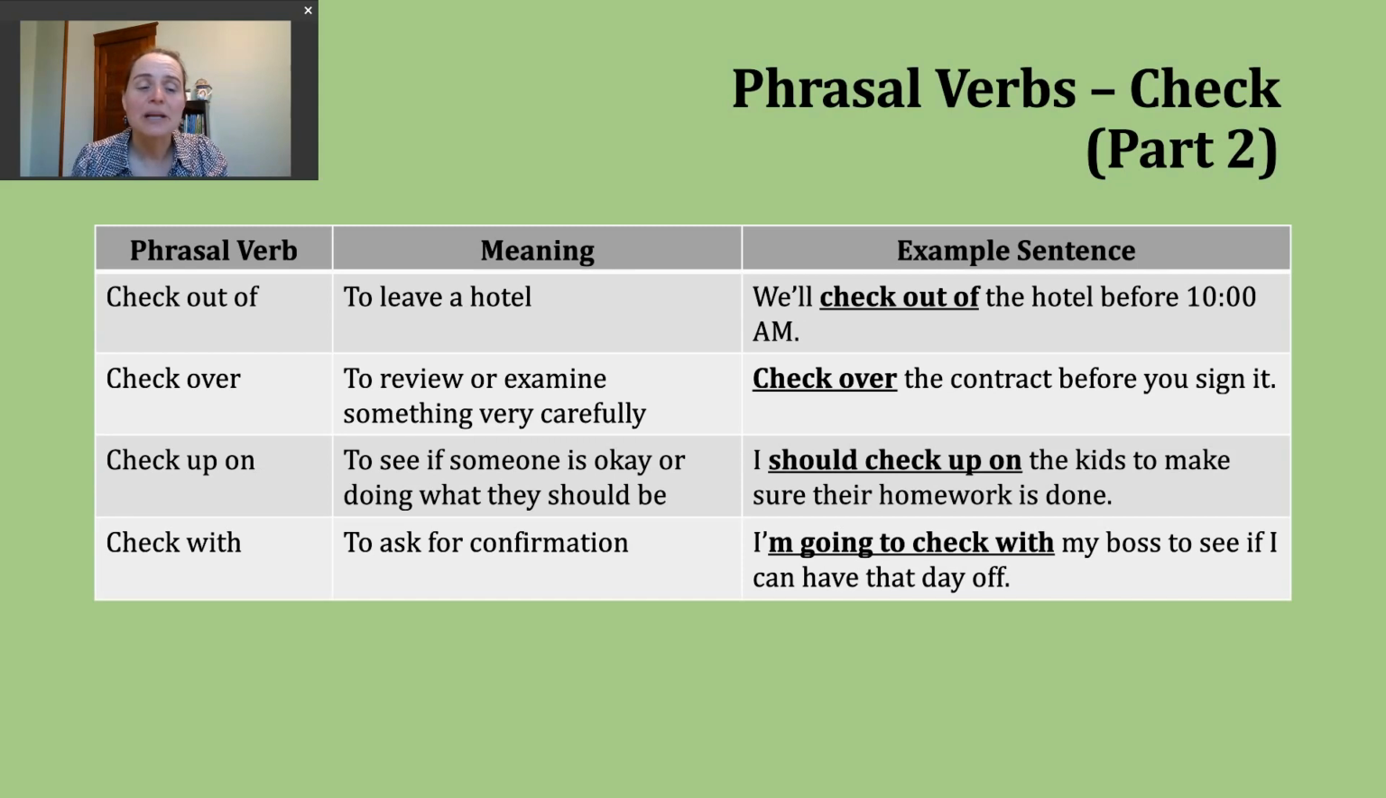My final example here is check with. This phrasal verb is used to ask for confirmation about something. An example of it might be, I'm going to check with my boss to see if I can have that day off. There's another simple future sentence using be going to, right? So if I said something like this, what I'm saying is my plan is to ask for confirmation, right? To get approval that I can have that particular day off from work.